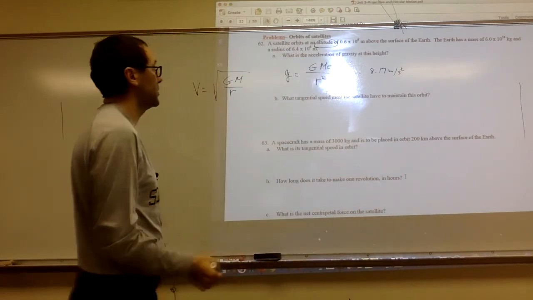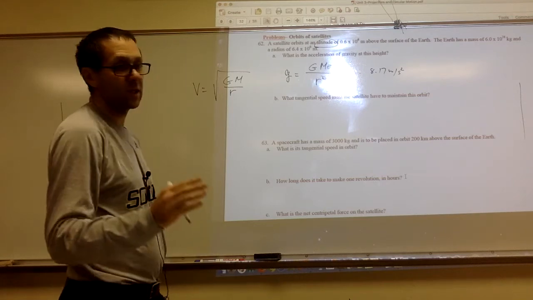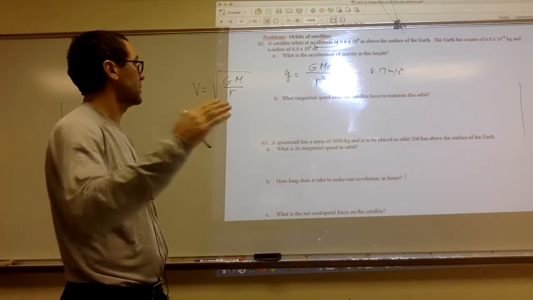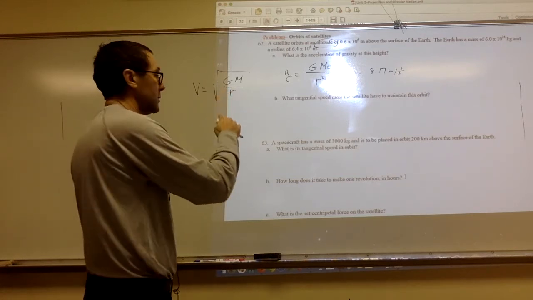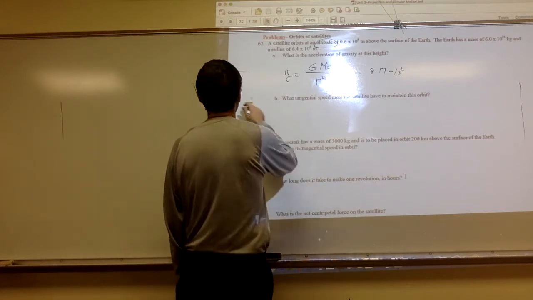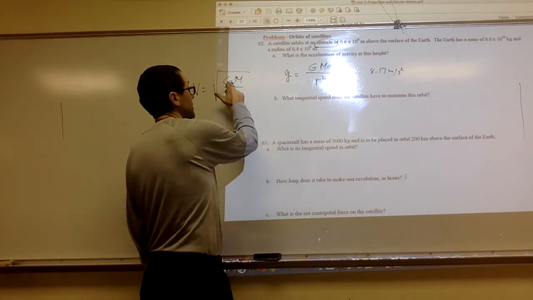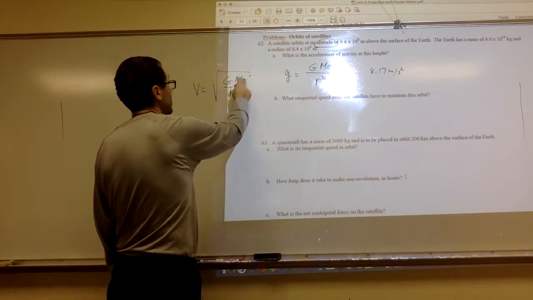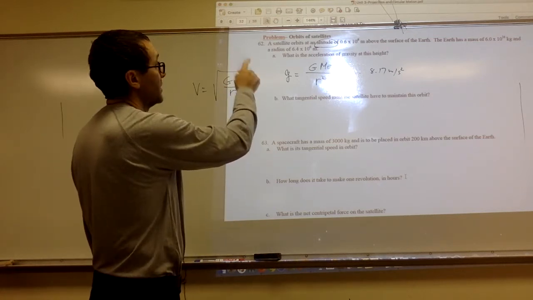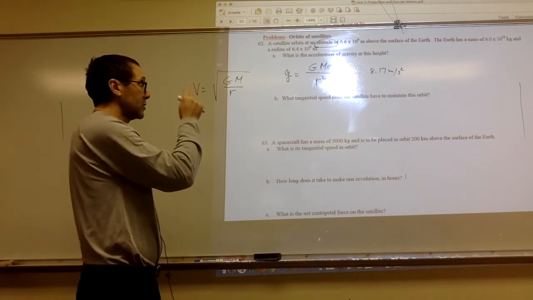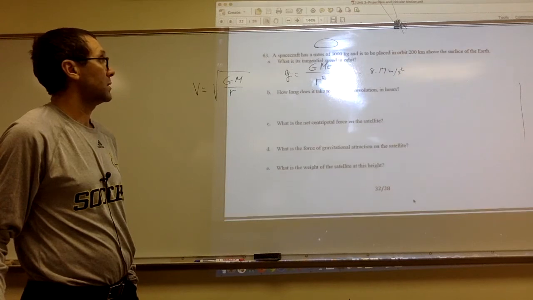What's the tangential speed? What tangential speed must the satellite have to maintain this orbit? Because the satellite is always going tangent to the orbit, right? It's perpendicular to the radius. So to find the speed, we can just use this formula here. We put in G, which is 6.67 times 10 to the negative 11, the mass of the Earth, and we put the radius, which is 7 times 10 to the 6th, that's the height plus the radius of the Earth. These are easy, they're just math.